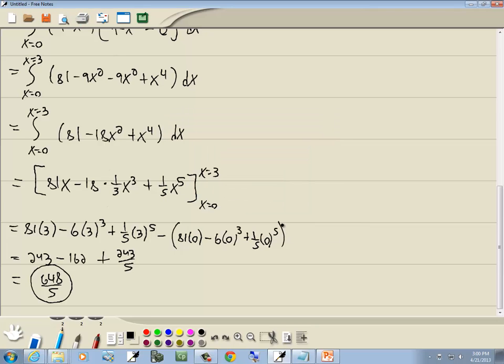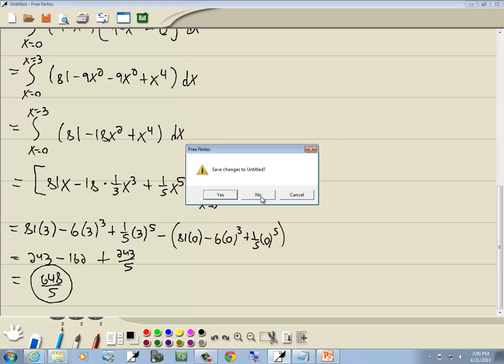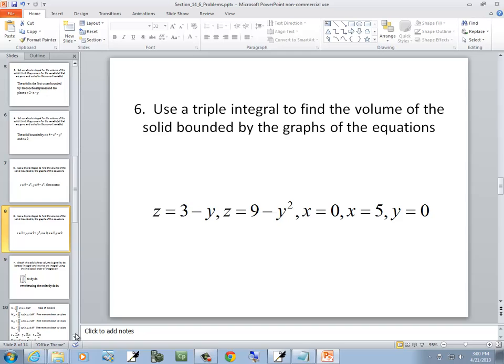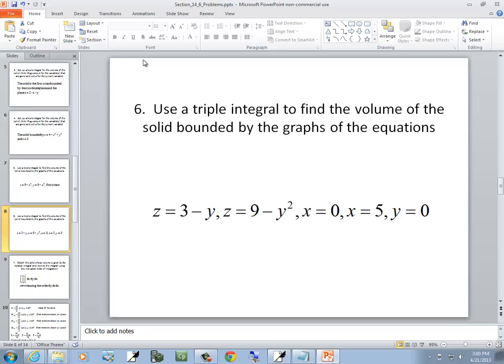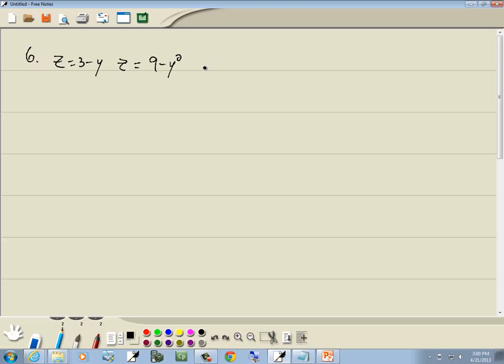Go ahead and save this. There we go. And let's look at our next problem. Use a triple integral to find a volume again. Okay. z is equal to 3 minus y. z is equal to 9 minus y squared. x is equal to 0. x is equal to 5. y is equal to 0. And it's what's bounded by this.